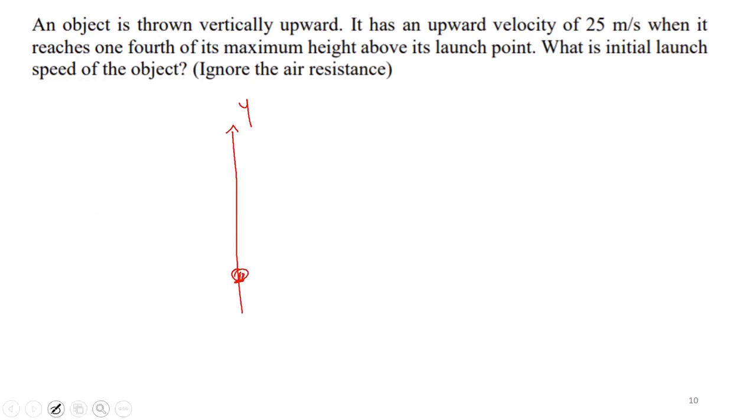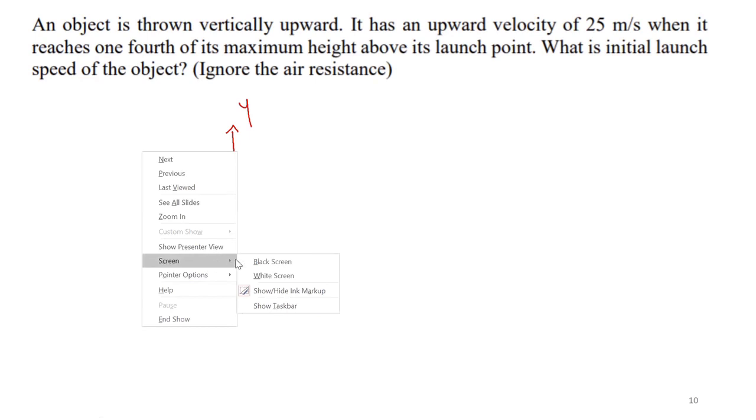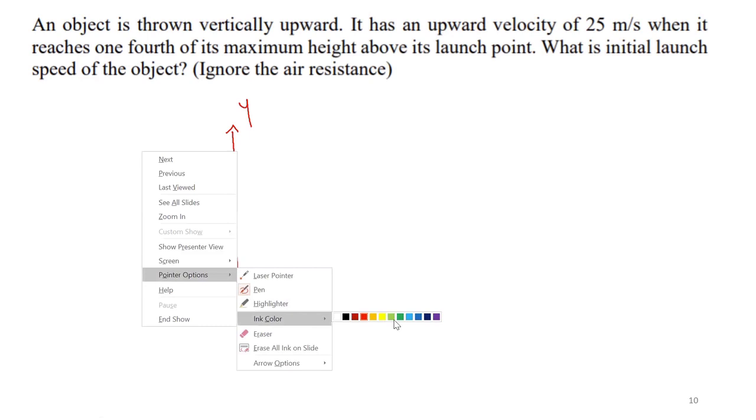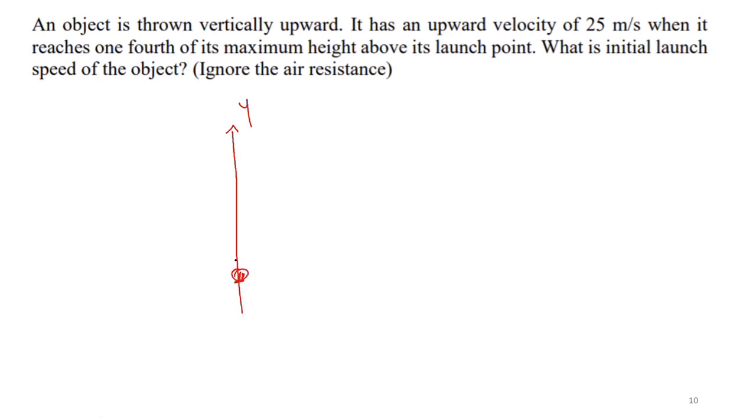I throw it upward with a vertical velocity. Let me change the color of the pen. So I throw it vertically upward with an initial velocity V naught, which is positive because everything pointing upward is positive.